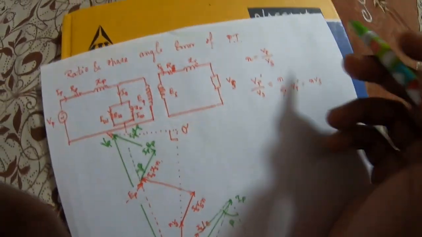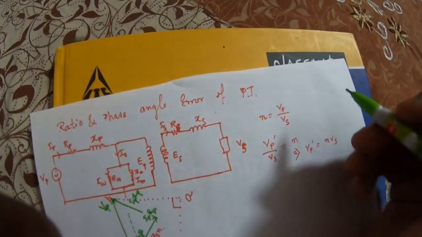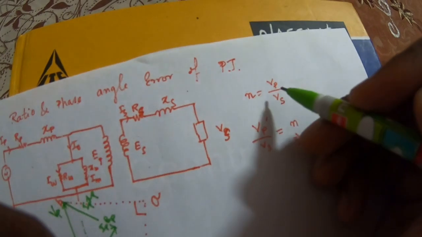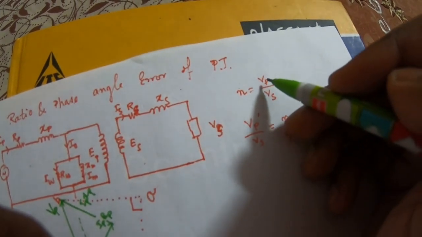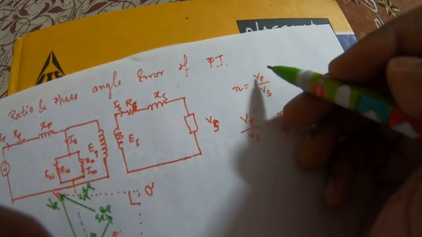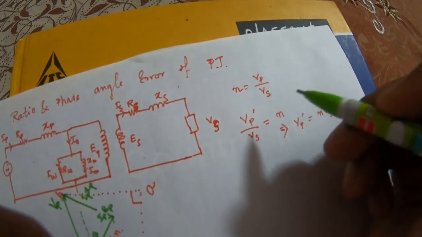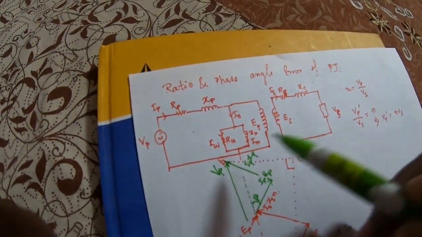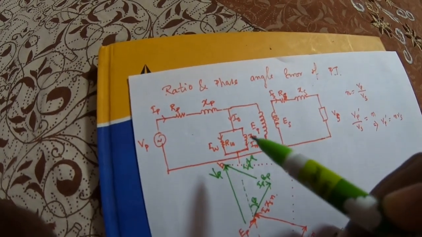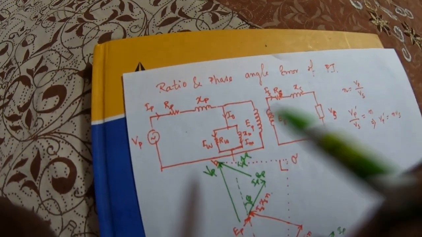The ratio is actually the nominal ratio, that is small n equals Vp by Vs. We know that Vp is the rated primary side voltage divided by the rated secondary side voltage. Here, this is the basic connection diagram of any transformer, so this holds good for the PT also.